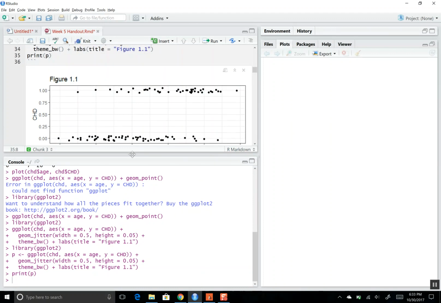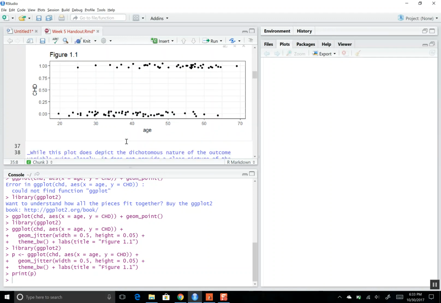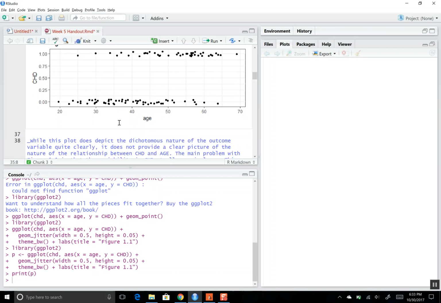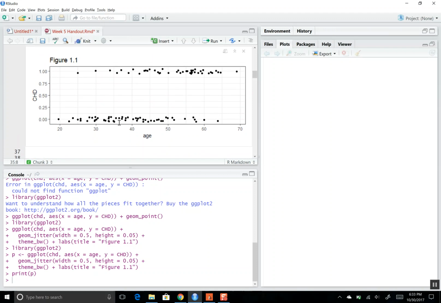Okay, so here is our resulting plot. And here now we can see definitely there's more points in this concentrated region and over here. So we can get an idea of the concentration of our data points here.